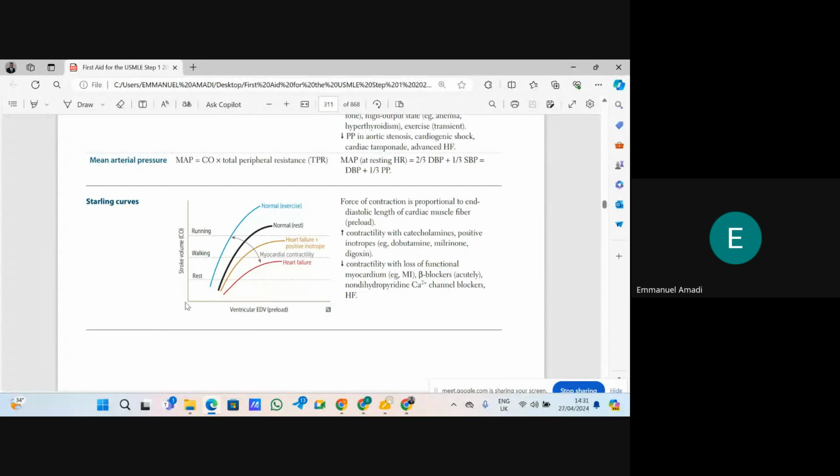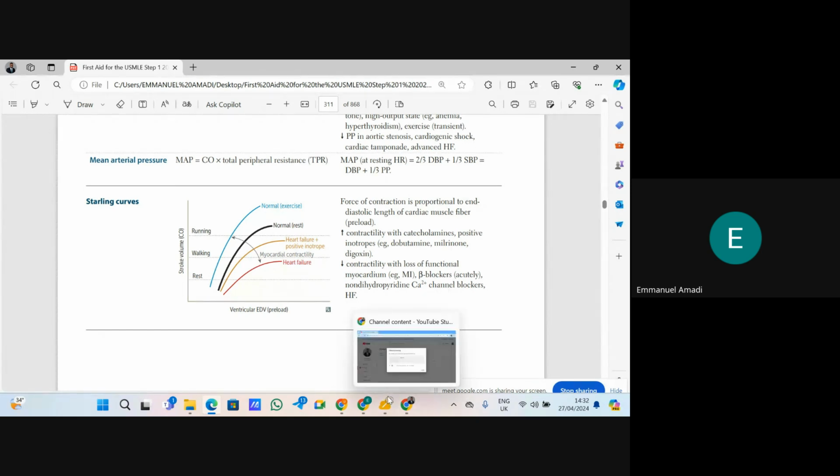Now, looking at this graph, you definitely have stroke volume on the vertical. You have end diastolic volume, which is preload, on the horizontal. That is the first thing you need to know. So they are trying to compare preload to stroke volume. That is the first thing you need to understand before you start tying any form of interpretation.